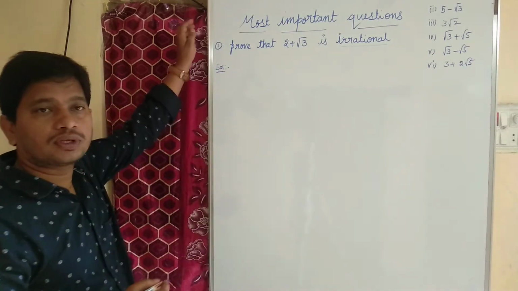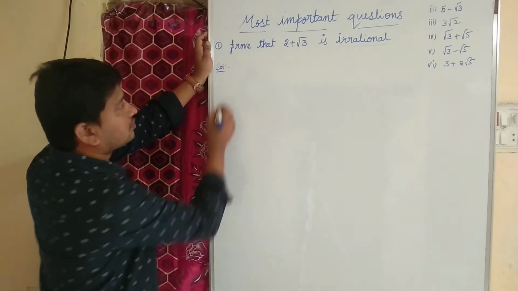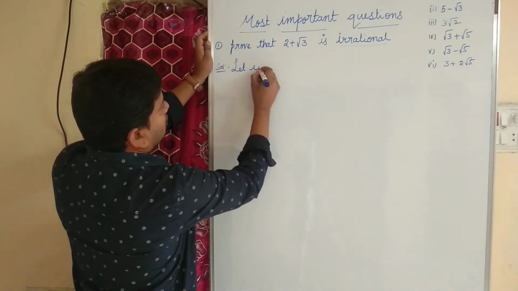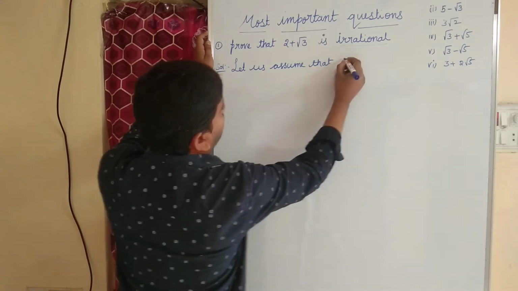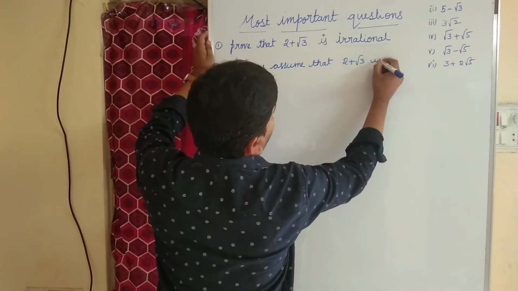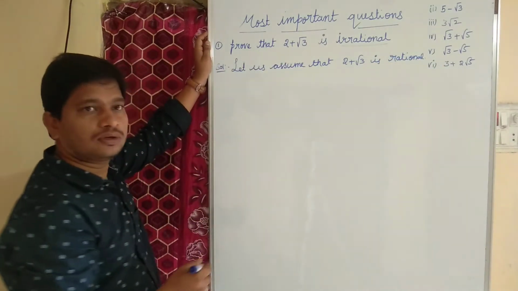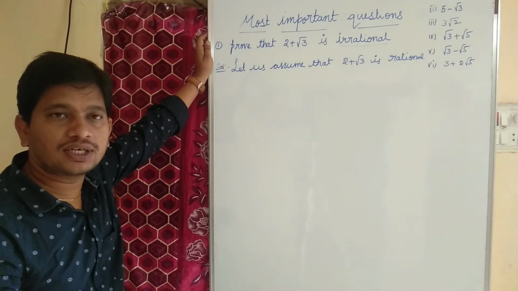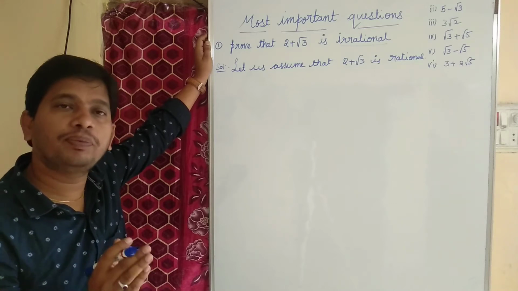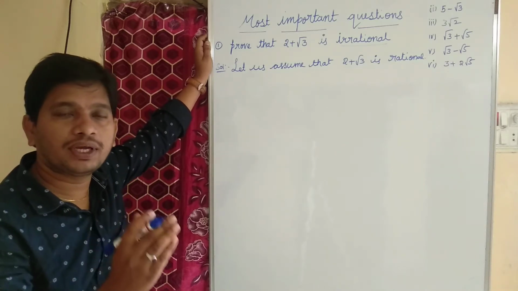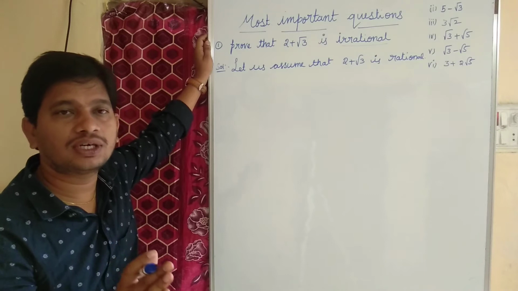So what we will do, let us assume that 2 plus root 3 is rational. Do you know what we mean by a rational number? The numbers which can be written in the form of p by q, where p and q are integers and q is not equal to 0, are called rational numbers.